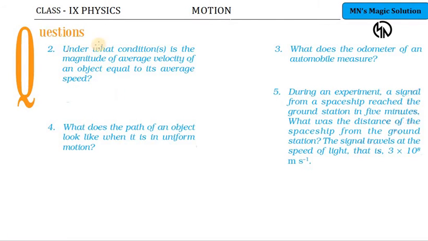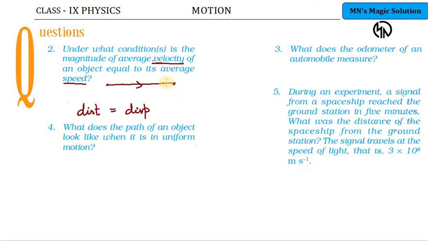Question number 2. Under what condition is the magnitude of average velocity of an object equal to its average speed? Very simple condition. The question asks when average velocity and average speed will be equal. For both to be the same, distance should be equal to the displacement. When is this applicable? When the object moves in a straight line and in the same direction, its distance and displacement will become equal.